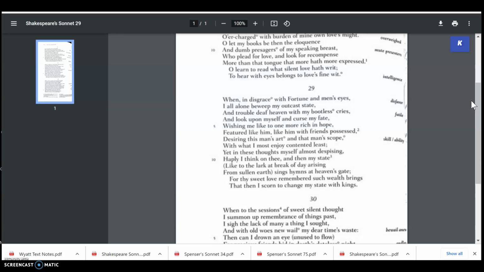In lines 5 through 8, he lists the features that he would like to have. He wishes he was more rich. He wished he looked like this guy. He wished he had friends like this guy. He wished he had this man's art, his collections, his skill, or his ability, and that man's scope, his knowledge. He wishes that, in short, he was richer, better looking, popular, more cultured, and smarter, all the way around.